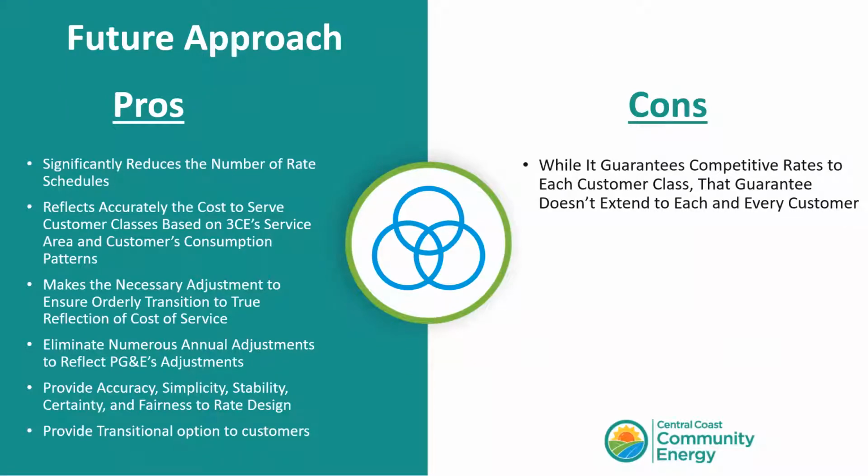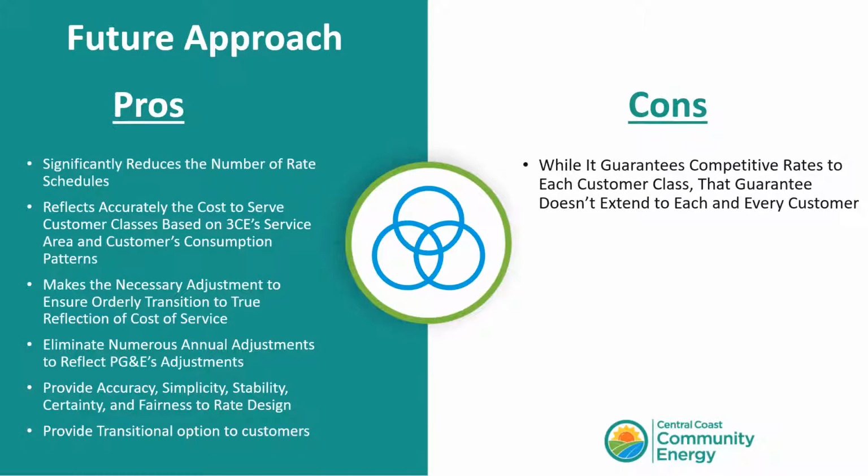So the pros to this approach mean that number one, we were able to significantly reduce the number of rate schedules. So there's less to track in terms of how many rate schedules were out there. It reflects more accurately the cost to serve customer classes, based on our actual service area and consumption patterns within those customer classes. It makes necessary adjustments to ensure that we have an orderly transition from our existing model to a true reflection of cost of service.